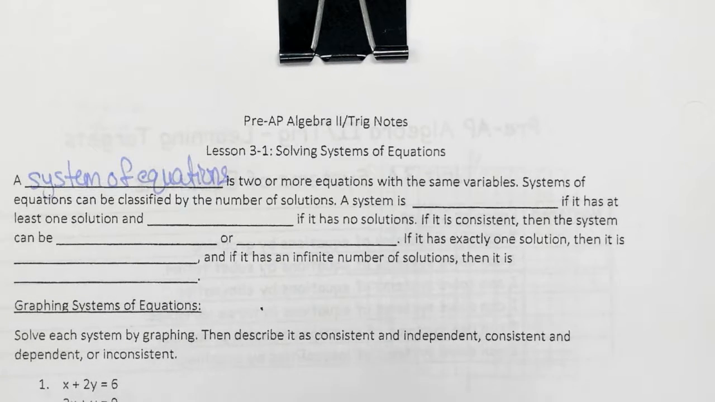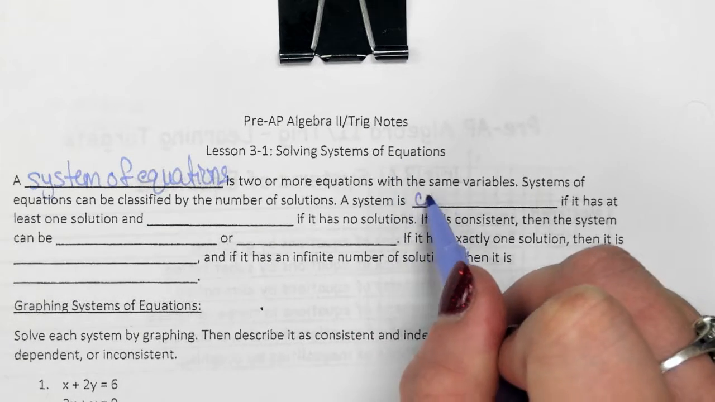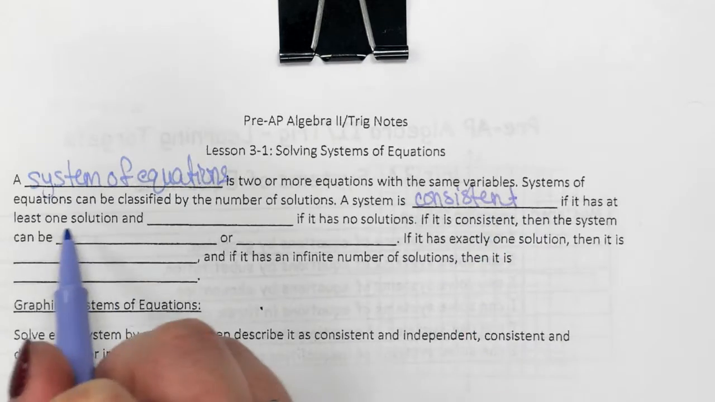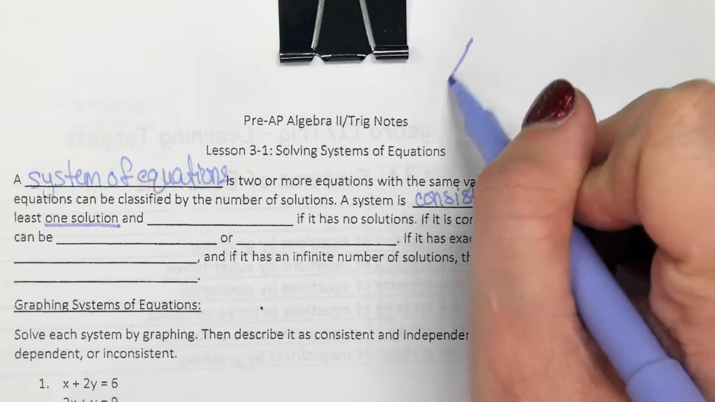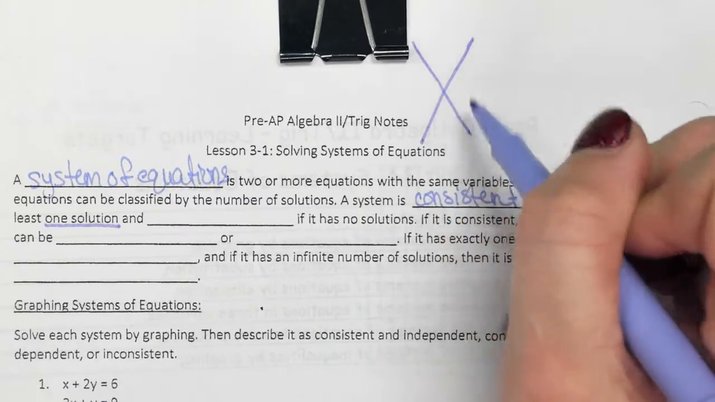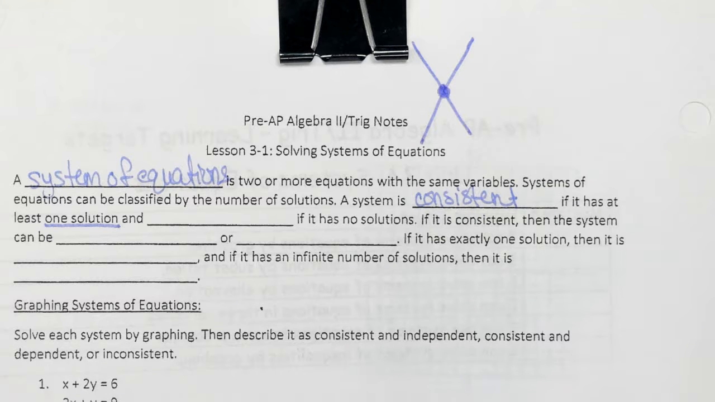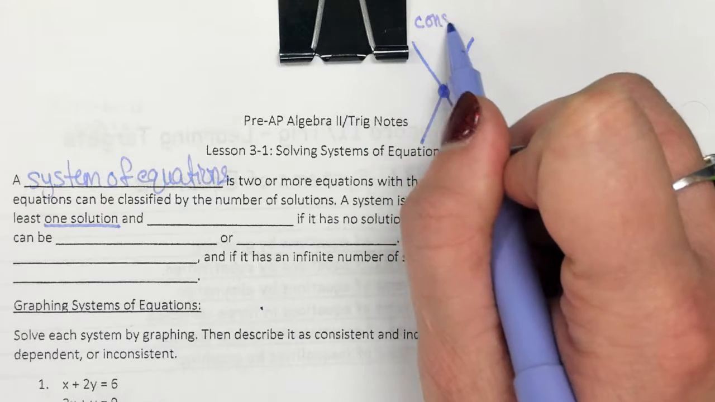All right, so there are 3 different types of graphs. A system is called consistent if it has at least one solution. So let's draw a picture of what that looks like. One solution. Why do they pick that name? Look at that graph. Because it crosses at one point. Very good. It crosses at one point. So this one is called consistent.